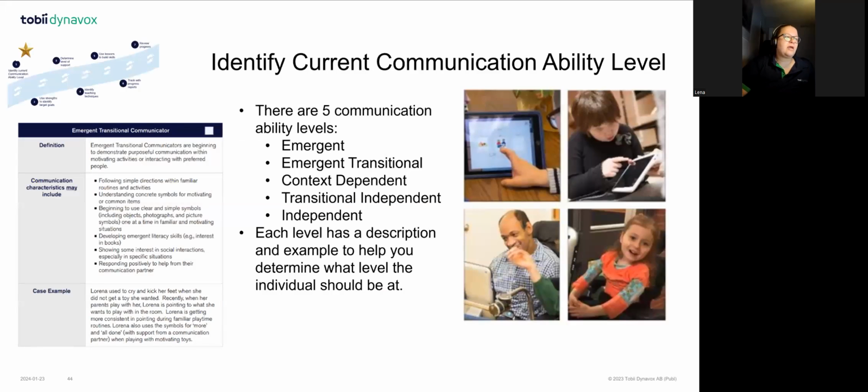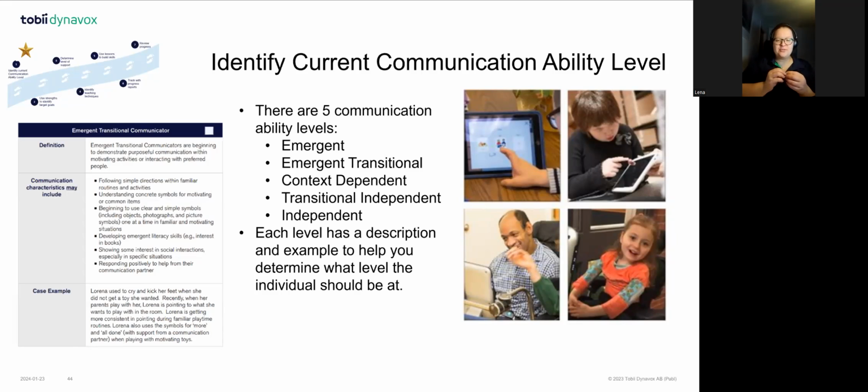We would like to identify the current ability level for Bella. I just remind you that there are 5 ability levels, and each level has a description. On the left side here, you have the description of the level. And we would like to figure out where she lands on the spectrum. Since Bella is able to follow some simple directions and has started using some concrete symbols for motivating items, she fits some characteristics of a context-dependent communicator, because those things kind of look like a context-dependent communicator. She primarily fits the emergent transitional level. And we will mark that here.